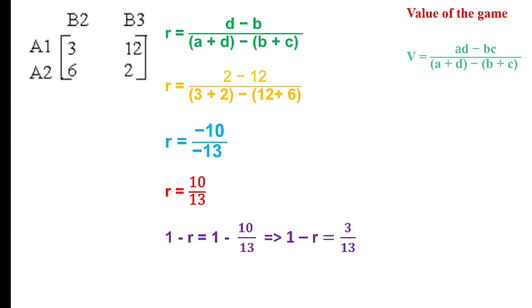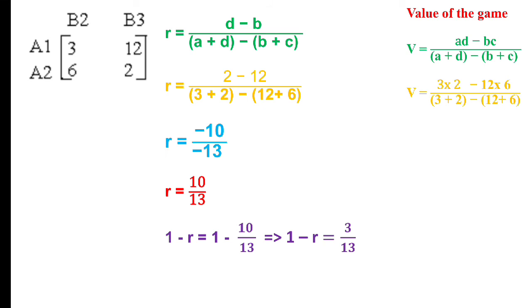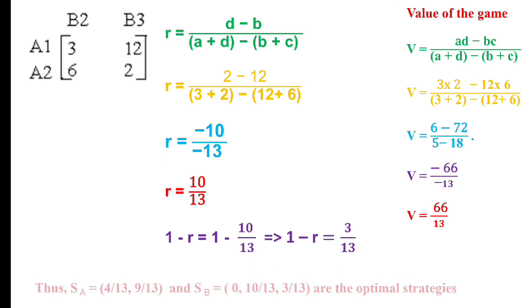The formula is (AD minus BC) divided by (A plus D minus B plus C). Then (3 into 2 minus 12 into 6) divided by (3 plus 2 minus 12 plus 6). Then 6 minus 72, 5 minus 18. Then minus 66 divided by minus 13, then 66 divided by 13. Here also the value of the game is positive. The game is favorable to player A.